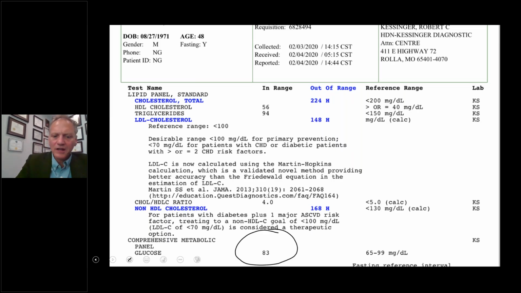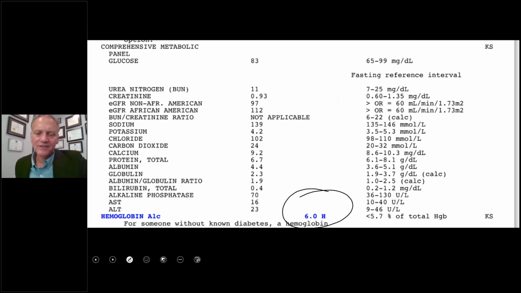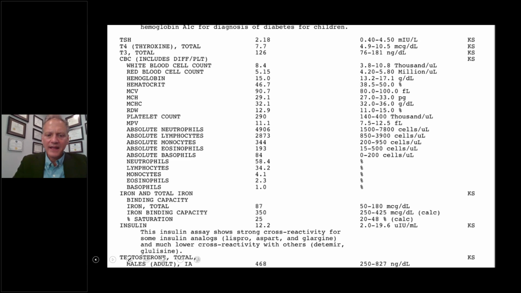If you see, his glucose is at 83. His hemoglobin A1C is at 6. Well, how could that be? Well, when he first came in, he was already trying to go low carb. So his hemoglobin A1C is in pre-diabetic, but his fasting sugar is 83, right? And also his insulin is 12.2.